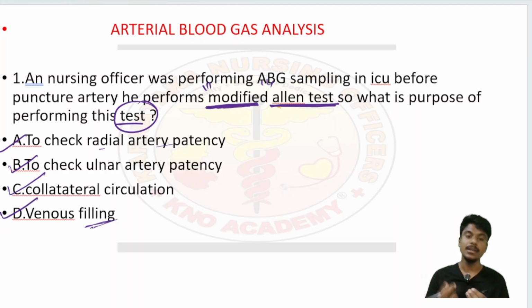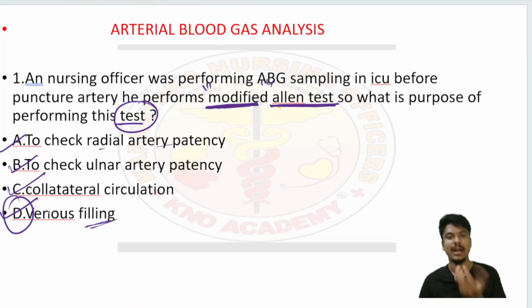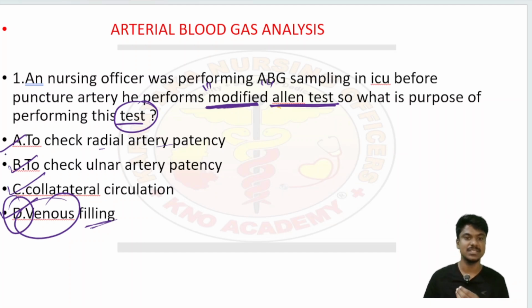Venous filling. Anybody, just a normal person sitting in an examination, can clearly eliminate option D, because here we are talking about arterial. There is no role of venous. So we can clearly eliminate option D, as it is not at all linked to our topic. Now let's see the remaining options. First one, to check the radial arterial patency.